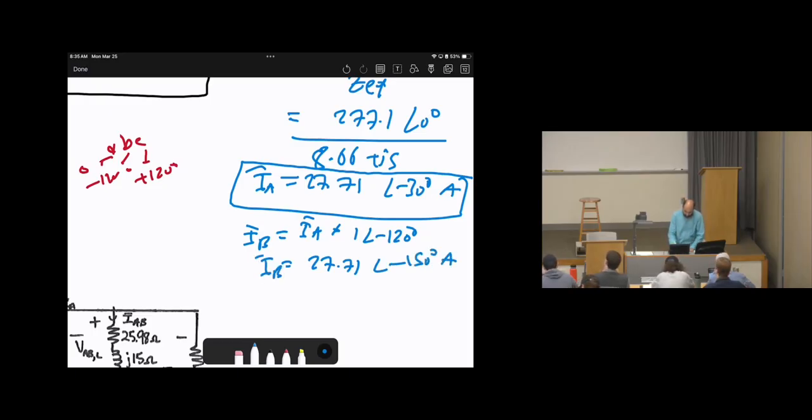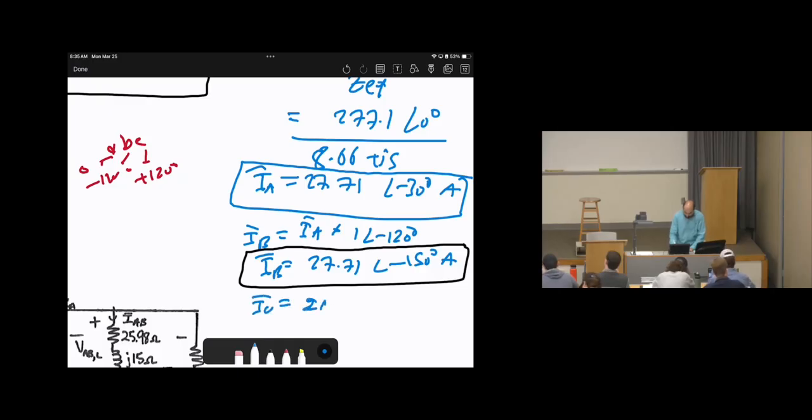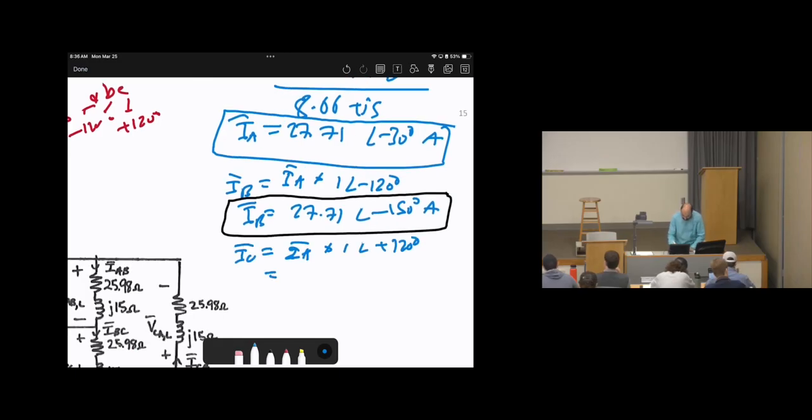This is IB. Then I don't need to do the analysis of the circuits. I just calculate IB and that's it. So IC will be IA times 1 angle positive 120 degrees. Keep in mind, I make it positive or negative depending on the sequence. Since it's positive sequence, that's why I did this. If it is negative sequence, just swap between them, you know, ABC or ACB. So IC will be 27.71, negative 30 plus 120 will make it positive 90 degrees. This is IC.